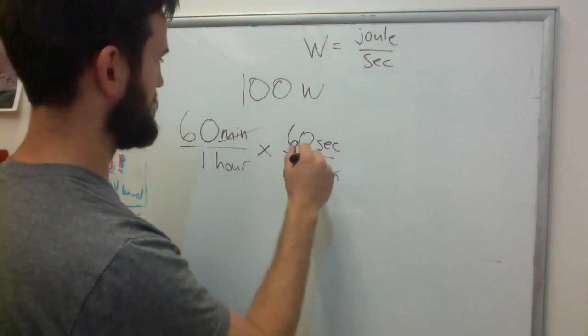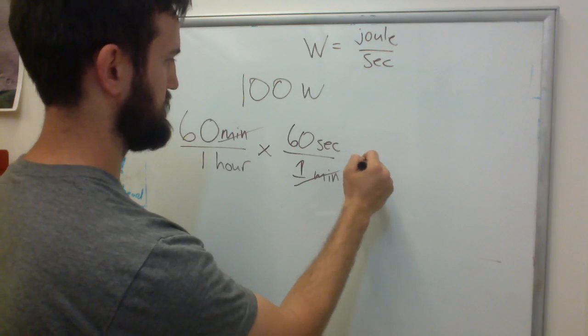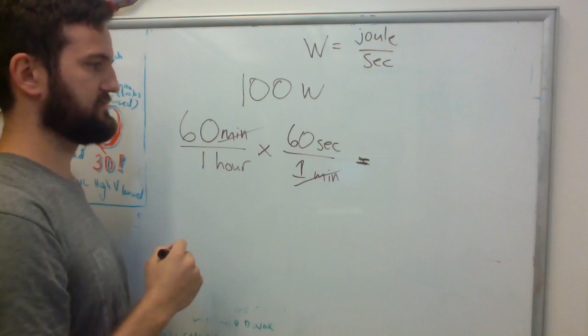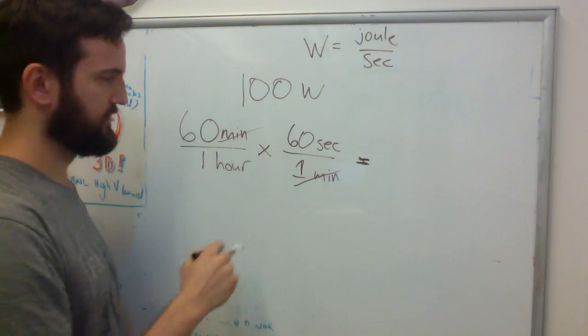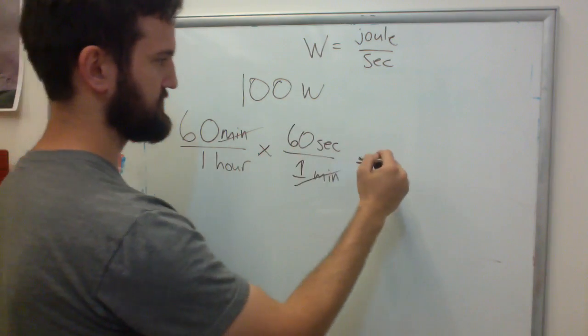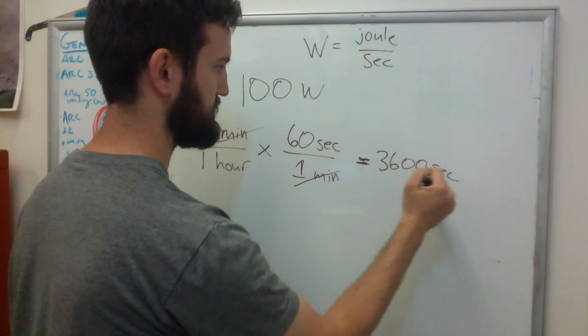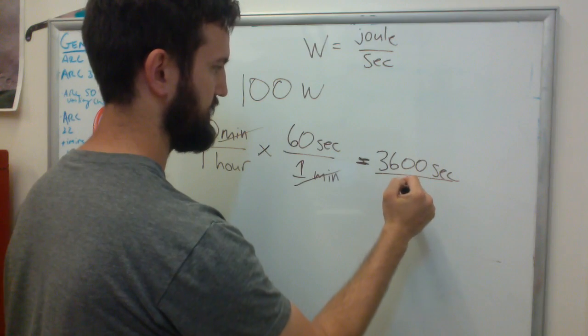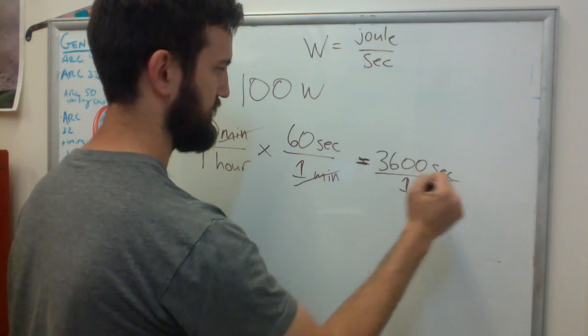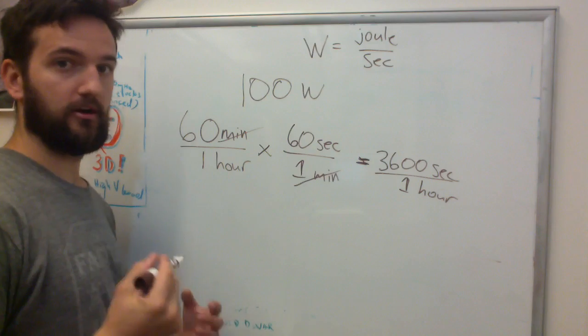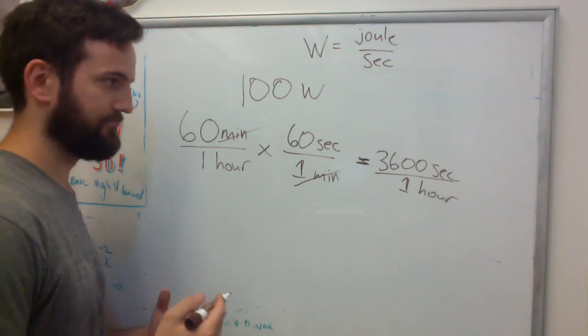Then we can do this real quick. 60 times 60 is 3,600, and that's seconds over hour. So we know that there's 3,600 seconds in every hour. But we want to know how many seconds are in a whole year.